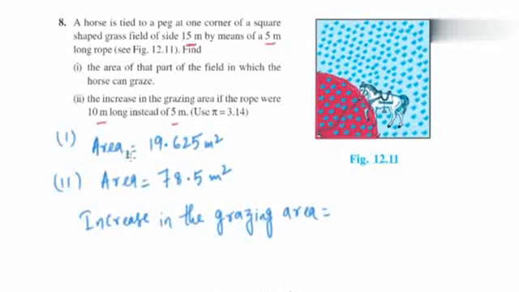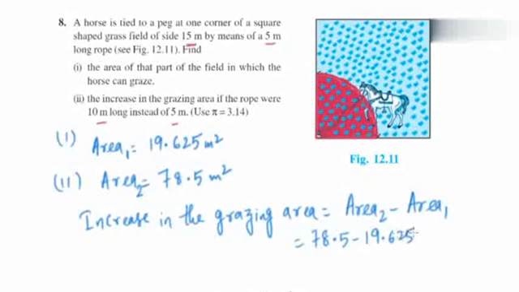Now this is the area we have when the radius is 5 meter. Let's take it as area 1, and this is the area we have when we have the radius 10 meter. Let's take it as area 2. Now to find the increase in grazing area, it's basically area 2 minus area 1. That is what the increase in the grazing area. So it's 78.5 minus 19.625, and on subtracting them we will get 58.875 square meter. So that is the increase in the grazing area.